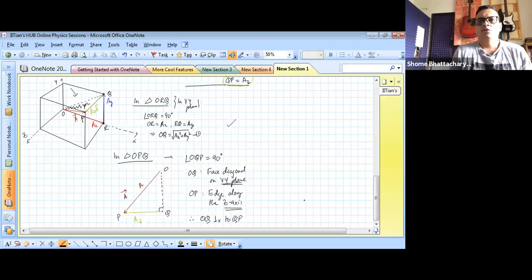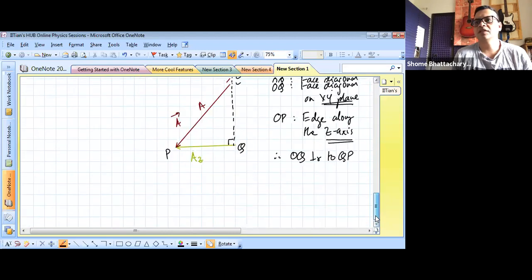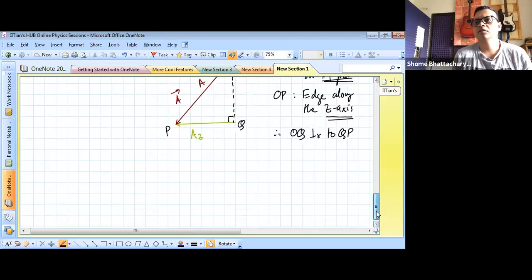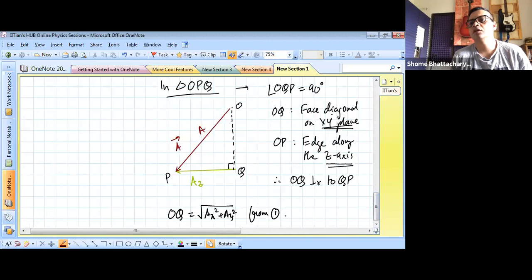Okay. So now let us apply Pythagoras theorem in this triangle. Further in this triangle, we can see that OQ is equal to root of AX square plus AY square. This is from equation 1 above. And QP is equal to AZ.